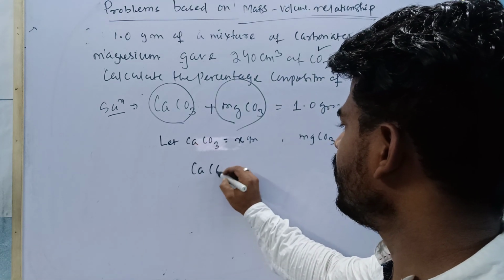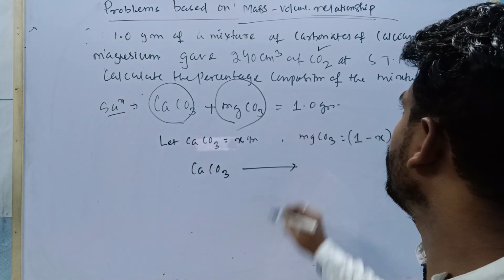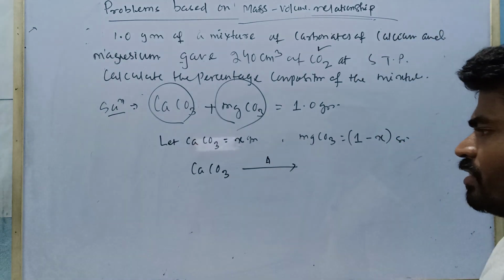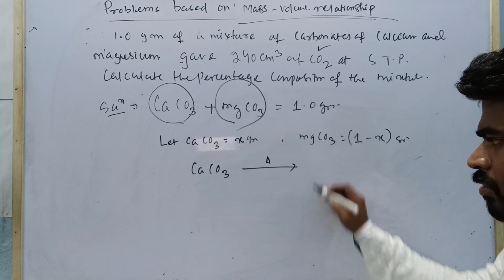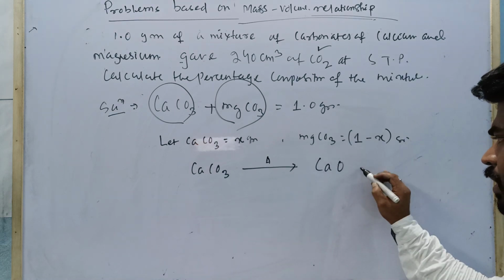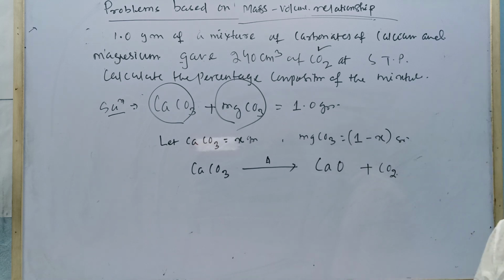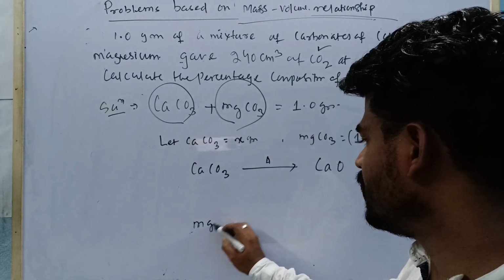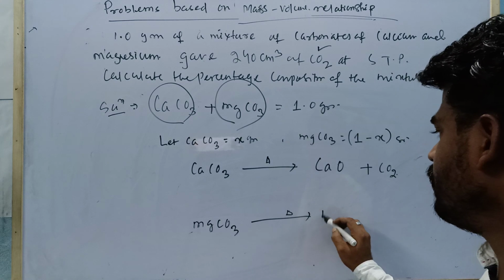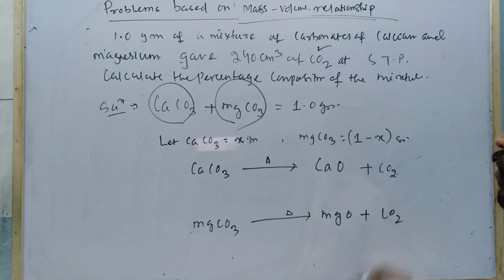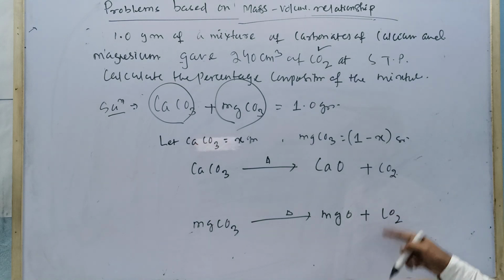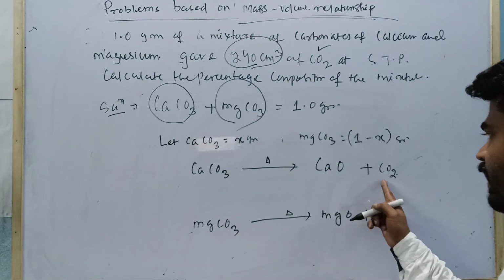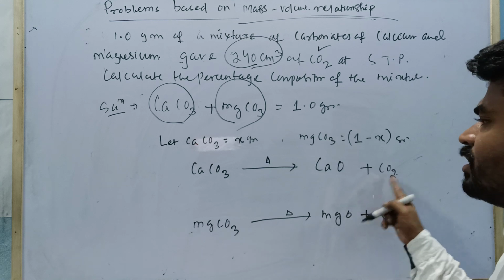Now calcium carbonate CaCO3 on heating will give CaO, calcium oxide, plus CO2, carbon dioxide. Again similarly, MgCO3 on heating will give MgO plus CO2. So this CO2 and this CO2 together will be 240 cm3. So you just write down how much volume of carbon dioxide is formed over here.